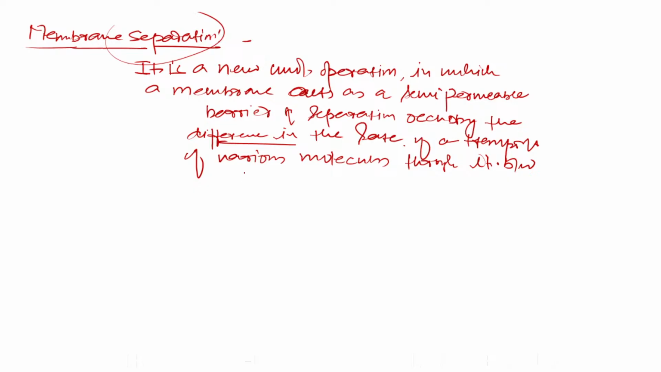between two liquid phases. Clear? This is called membrane separation. It is based on the rate of transport of various molecules present in the liquid, which pass through at different rates. On the basis of the difference in the rate of transport of the molecules through the membrane, we can separate the components. That's called membrane separation.